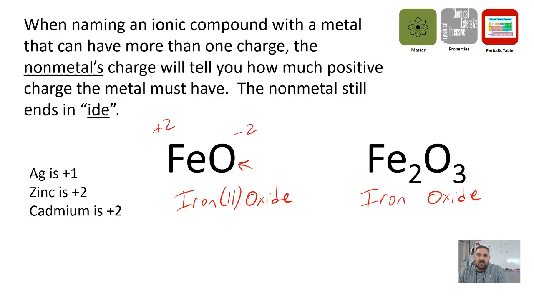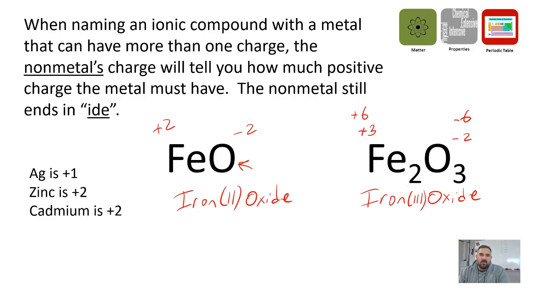Over here, our oxygen has a charge of -2. We have a total of 3 oxygens, so our total negative charge is -6. Our total positive charge has to be +6. We have 2 irons, so we divide the 6 by 2. That tells us that our irons are going to have a +3 charge. So this becomes iron 3 oxide.